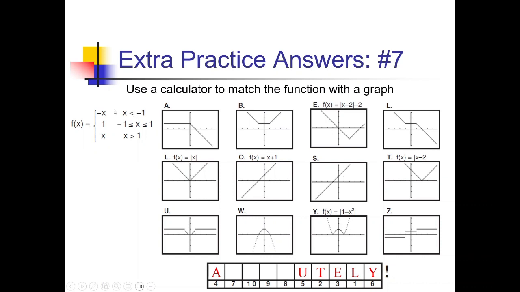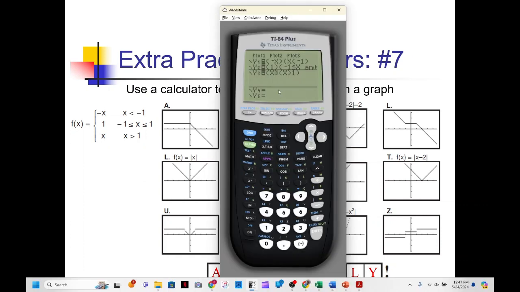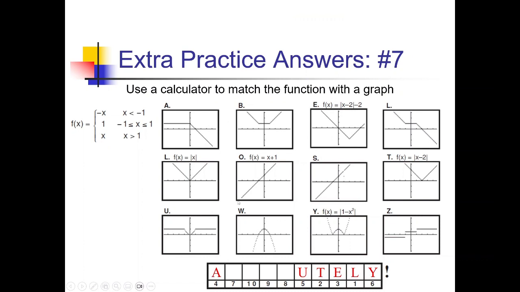For 7, we've got another 3-pronged piecewise function. Let me put this in my grapher. Here's the setup in my y equals for my graphing calculator for this one. And press graph. There's one piece. Piece number 2 is this little horizontal line. And then piece number 3. So that is which one here? It's this little upside down drum sort of shaped one, choice B, going in spot 7.